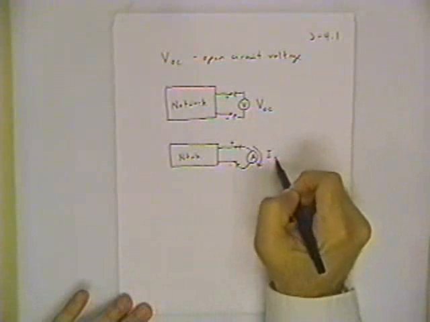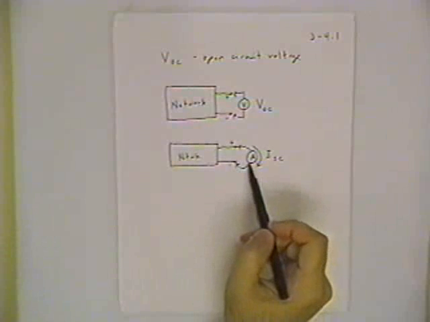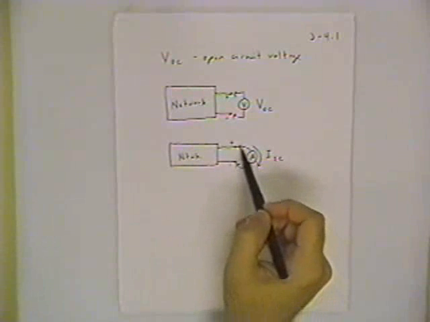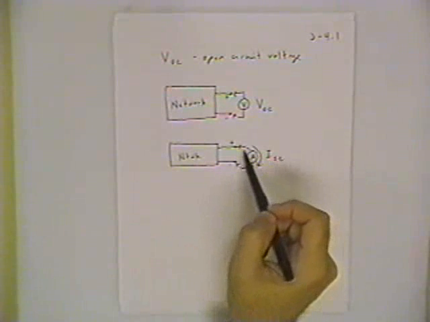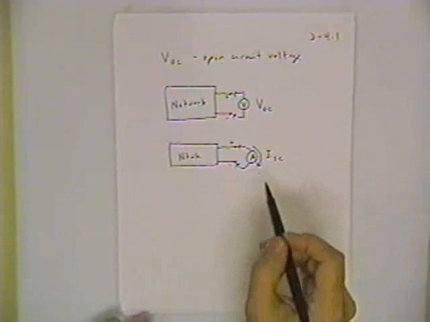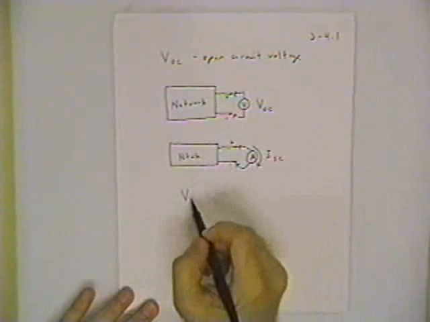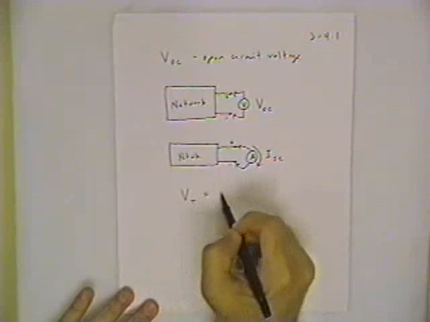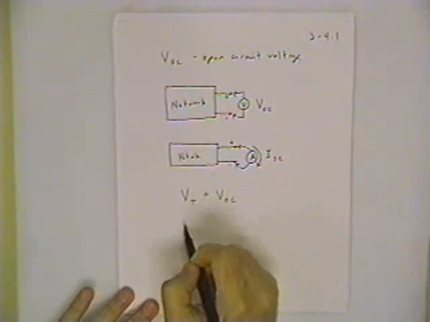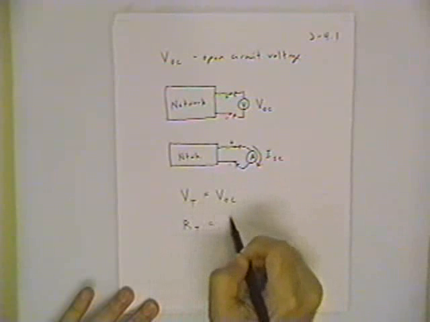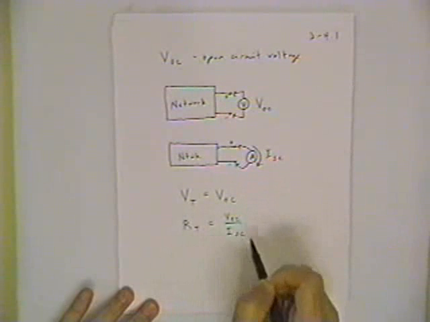That current is called a short circuit current because an ammeter ideally has no resistance. And so when you attach an ammeter across two wires, it's creating a short circuit across those terminals. The way you find the Thevenin equivalent, once you have these values, V Thevenin is equal to the open circuit voltage. The Thevenin resistance is the ratio of open circuit voltage to short circuit current.